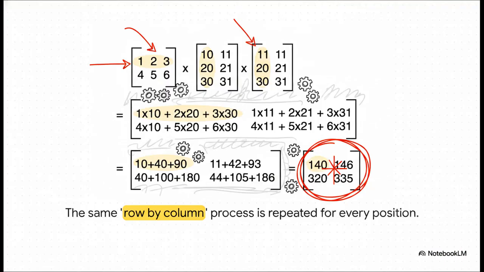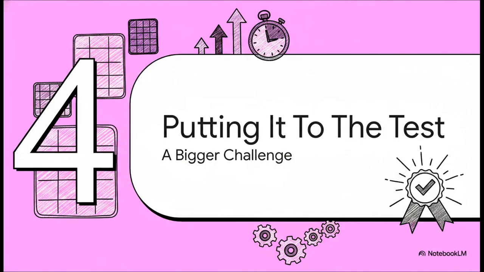So here you can see the whole thing finished. Let's just pick another number, say 146. Where does that come from? Well, it's in the first row and the second column, right? So you take the first row from the first matrix and multiply it by the second column from the second one. See that pattern? The position of the number you want tells you exactly which row and column to grab. It's awesome.